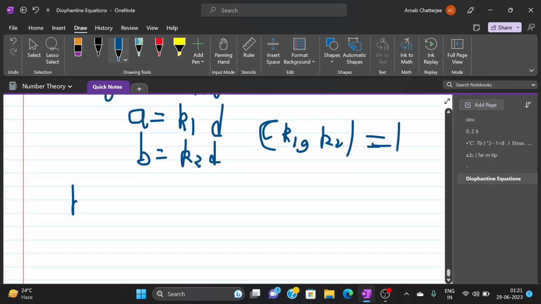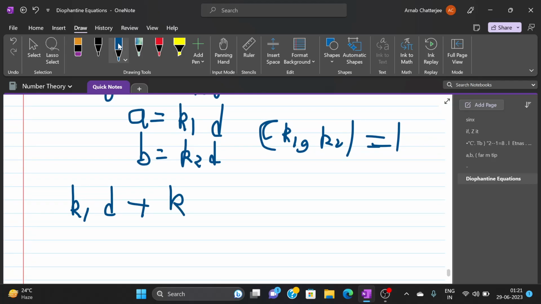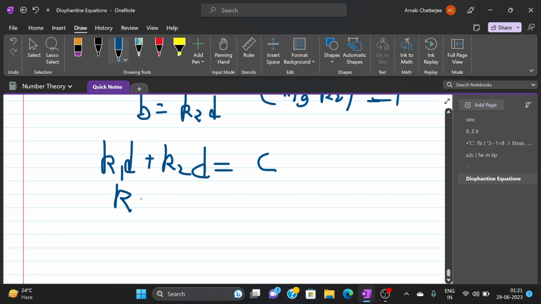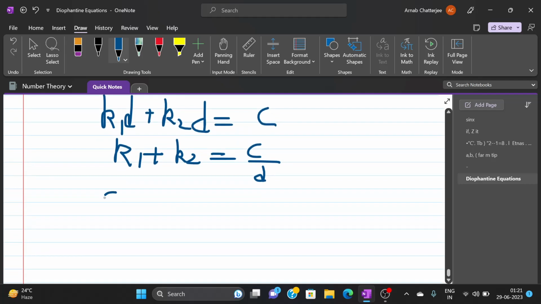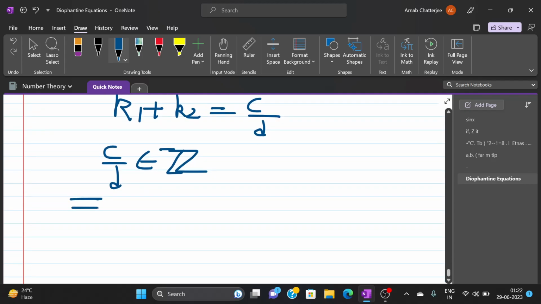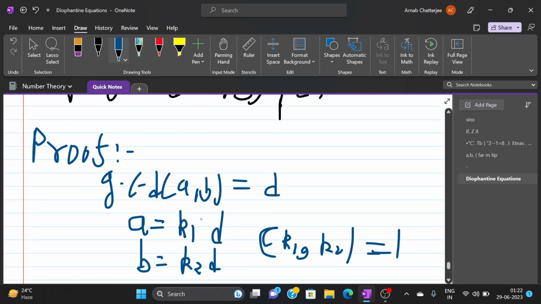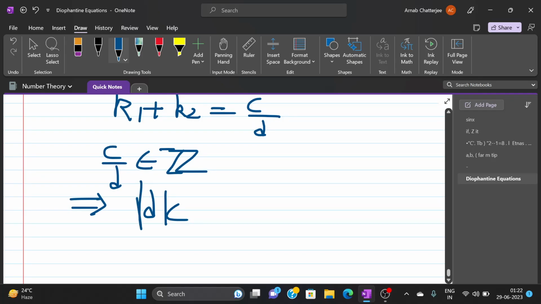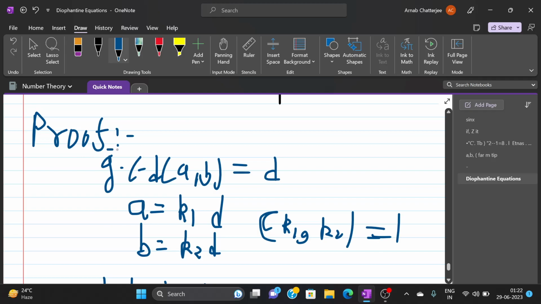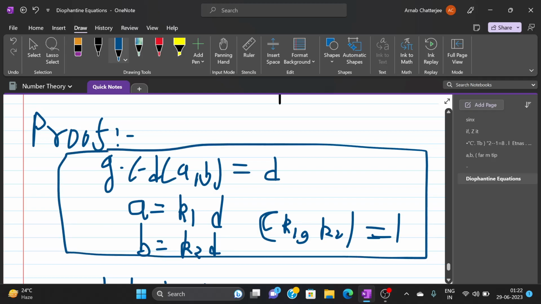So I can write A as K1D, B as K2D, and this sum equal to C. So I will have K1x plus K2y equal to C by D. And K1x plus K2y is an integer. So this means C by D also is an integer, and so we must have that D divides C. You could have directly also divided by the GCD and said that since both will be integers on the left hand side, the right hand side must also be an integer. But I did it this way because I want you to note this step. This is a very useful step while solving problems.